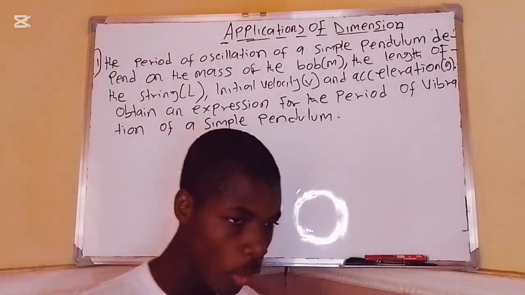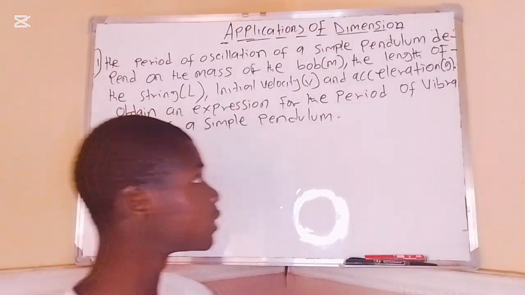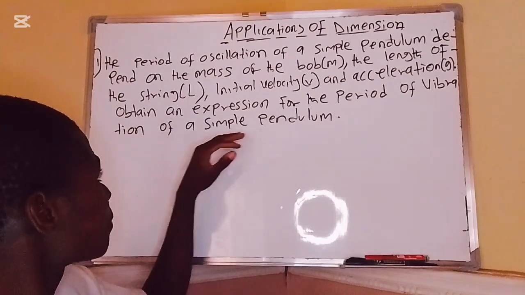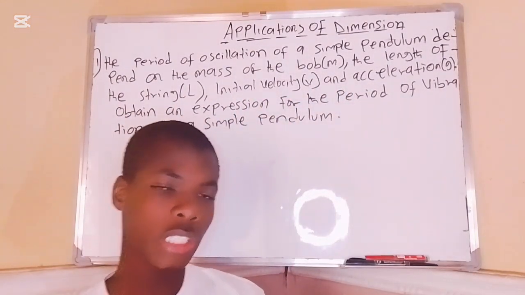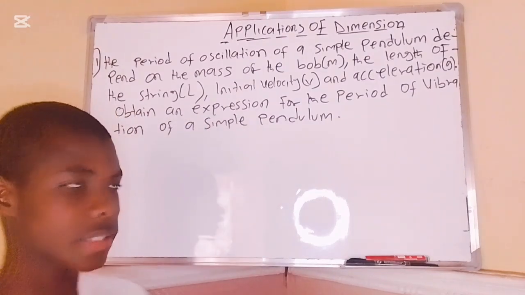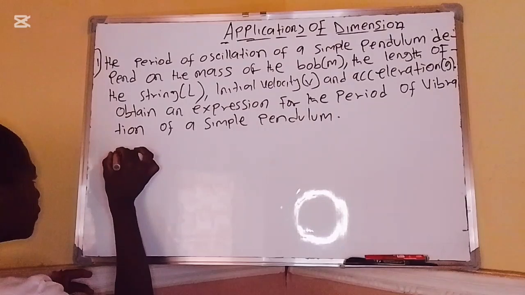So they said we're going to express an equation. Obtain an expression is like an equation or formula that we are going to express. But what are we looking for? We're looking for the period, which is time.